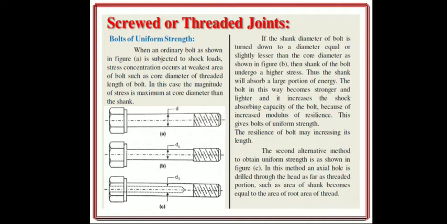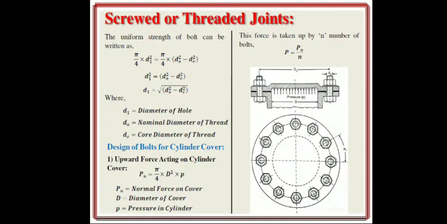The second alternative method to obtain uniform strength is as shown in figure C. In this method, an axial hole is drilled through the head as far as the threaded portion, such that the area of the shank becomes equal to the root area of the thread. So according to these three diagrams, in the first diagram A, it may break easily, but if you reduce the diameter of the shank, or you can drill a hole in that particular bolt, you can obtain bolts of uniform strength.